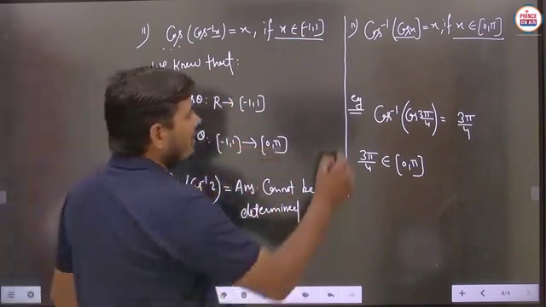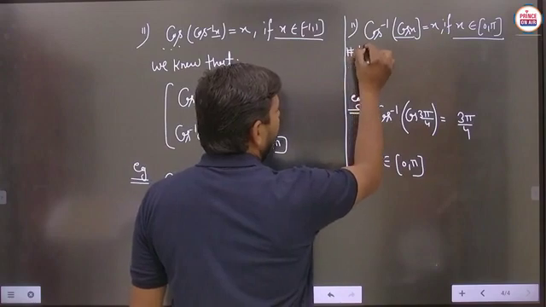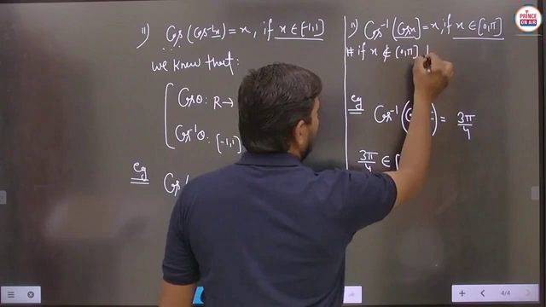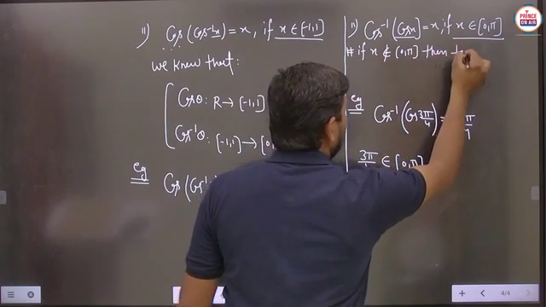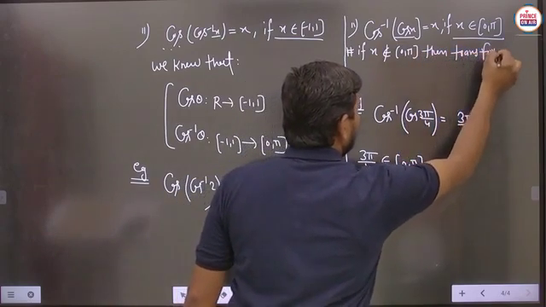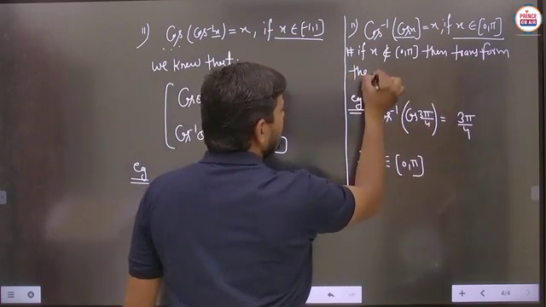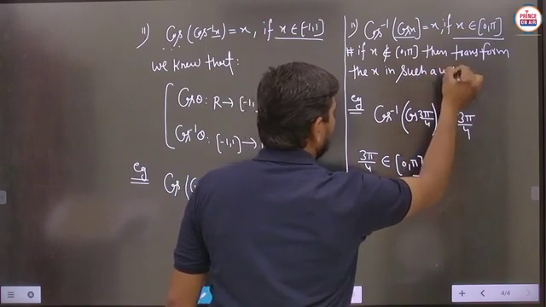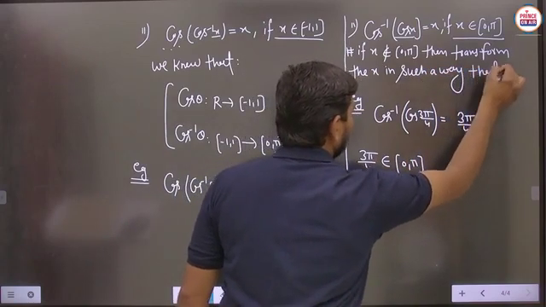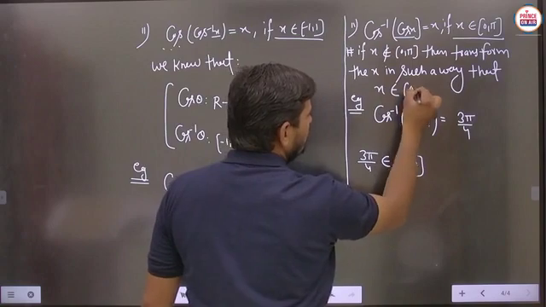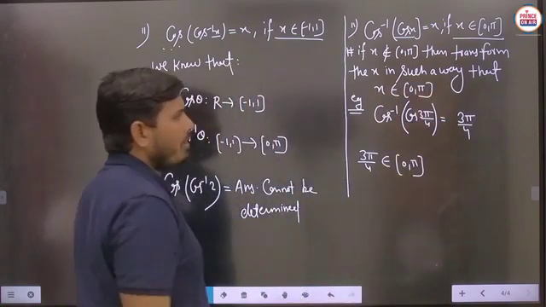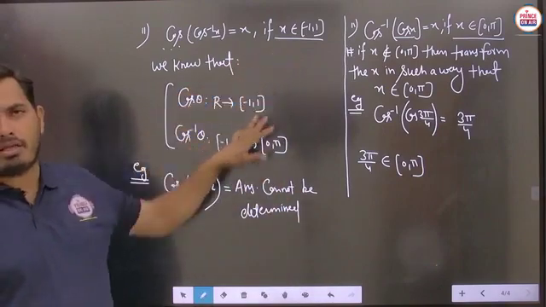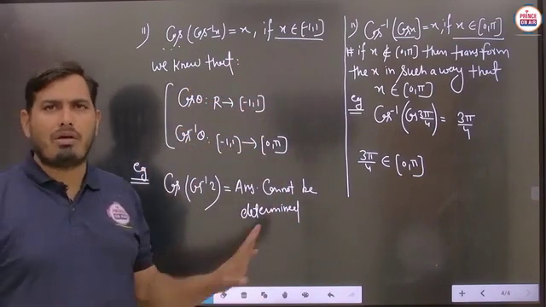And here we write: if x does not belong to 0 to pi, then transform the x in such a way that this x belongs to 0 to pi. We have to keep this in mind. Again, if this x does not belong to this part, then the answer cannot be determined, which means we will not say anything about the answer.